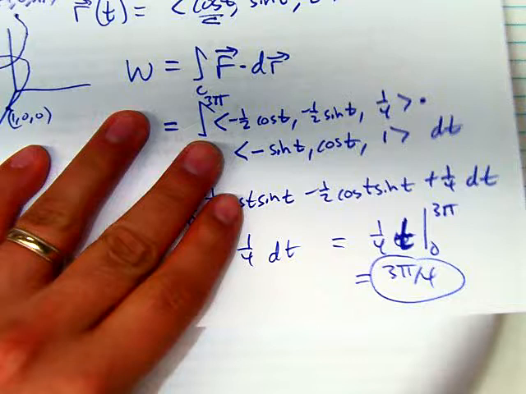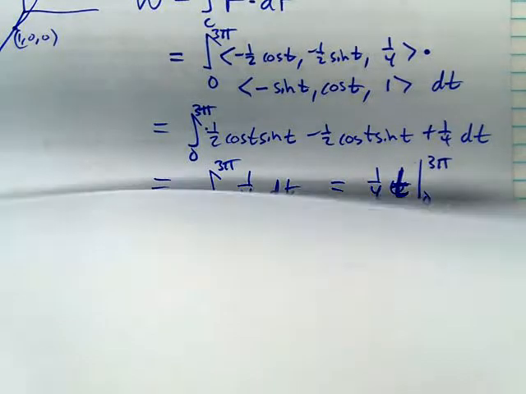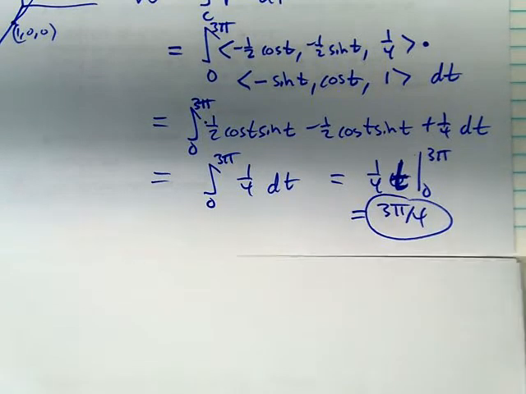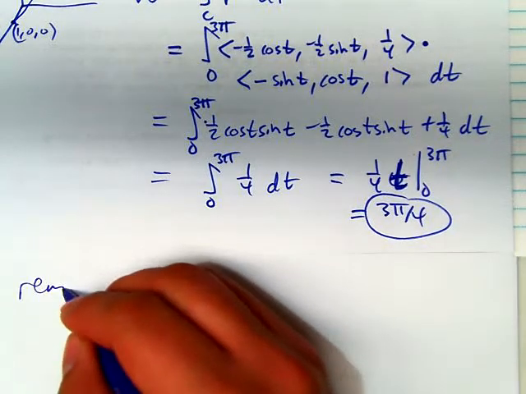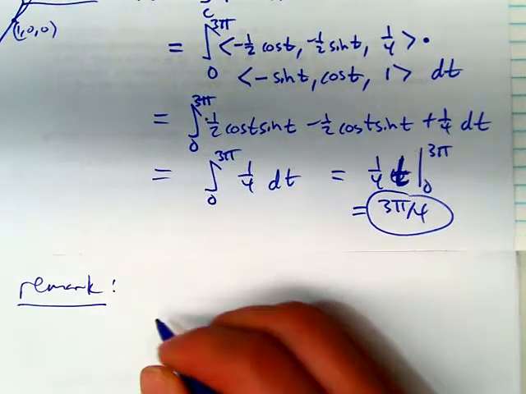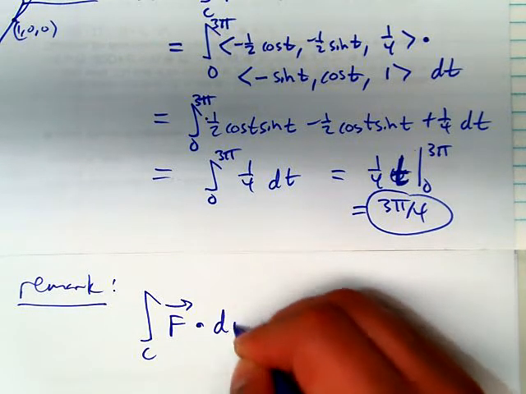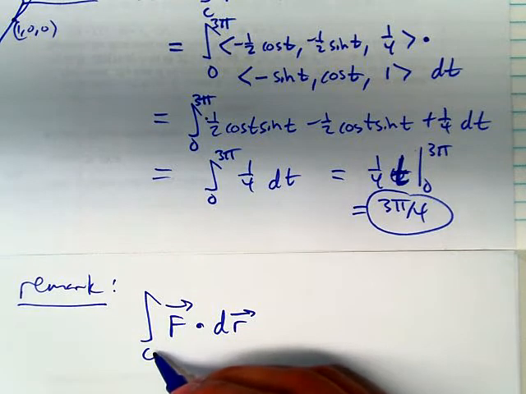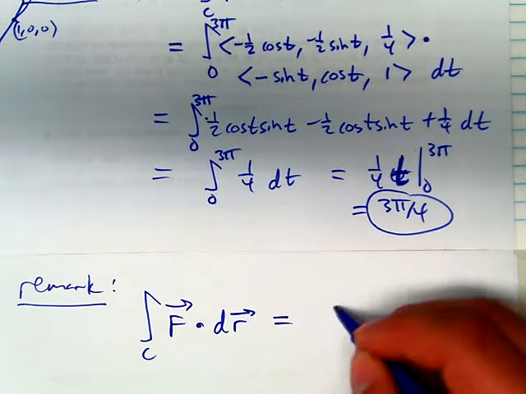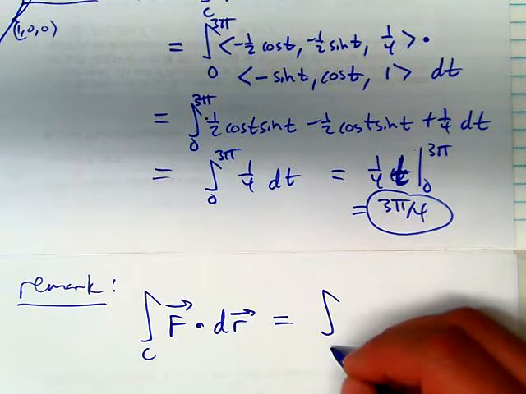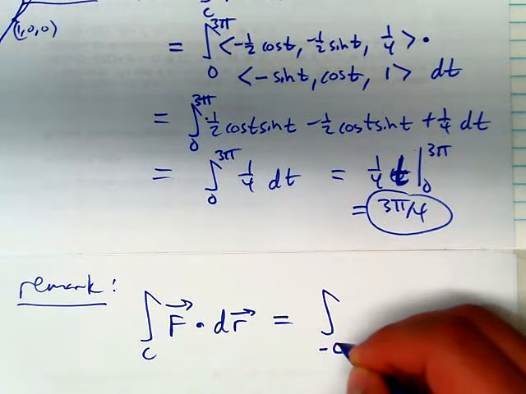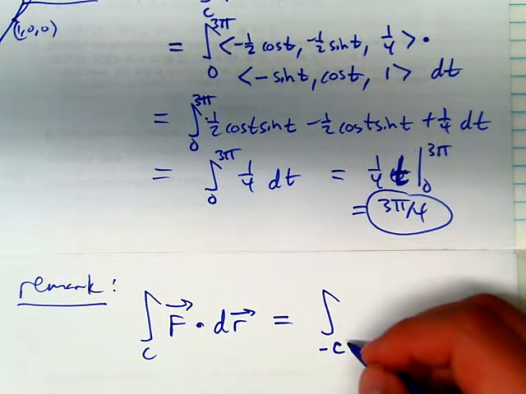One little remark here before we write down the last part of the section. It's just some notational things. The line integral of the vector field along a path C can also be written if we switch the direction. If we put a little negative in front of C, that means that we're going backwards.